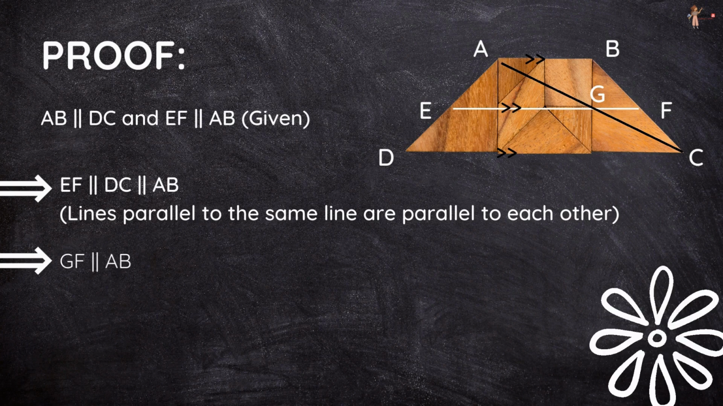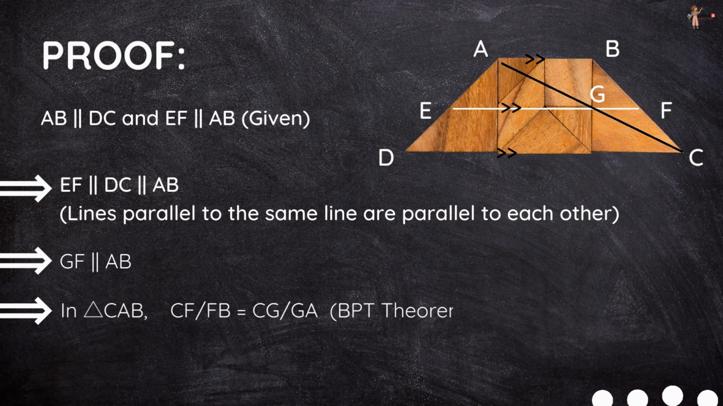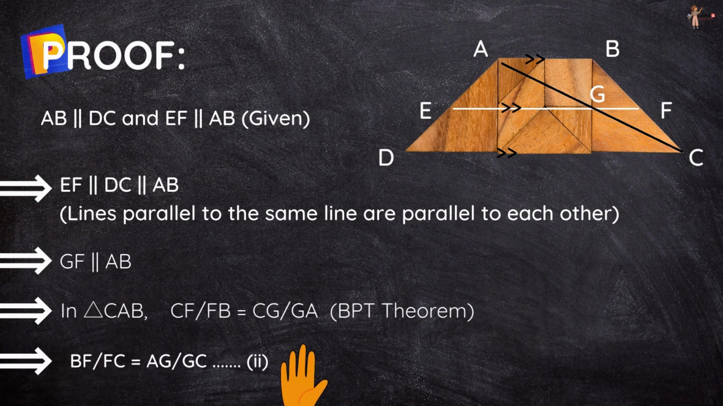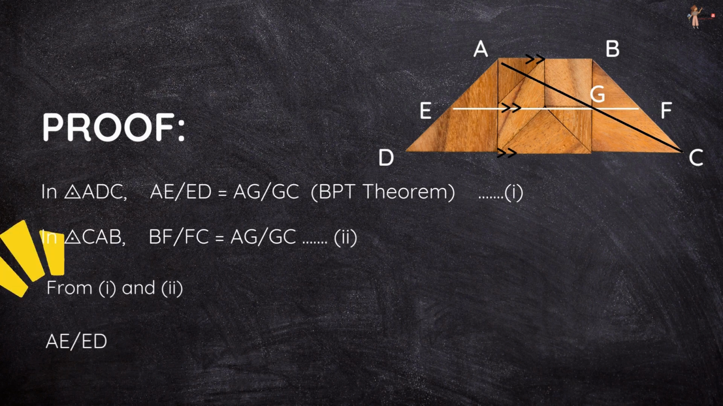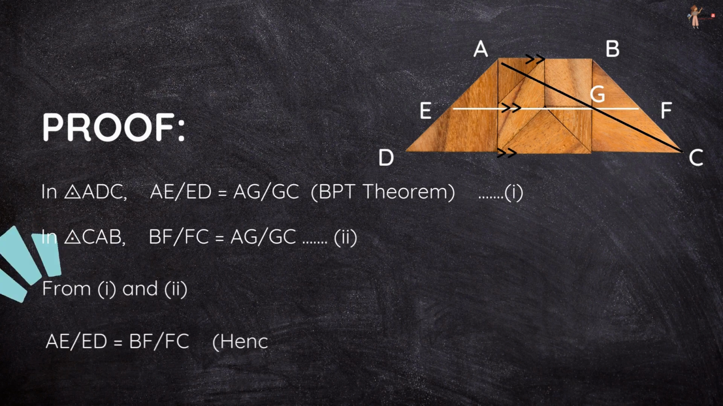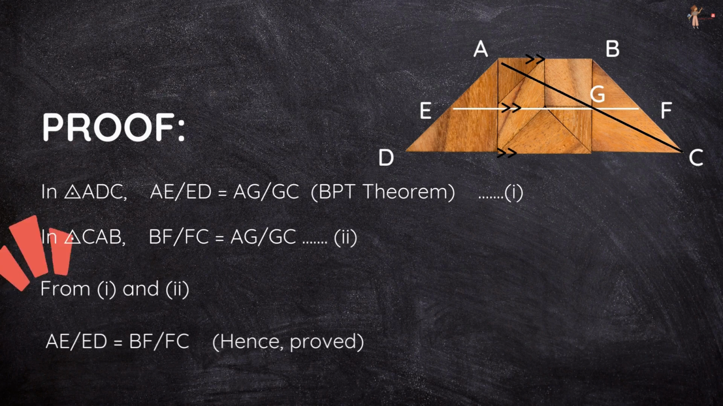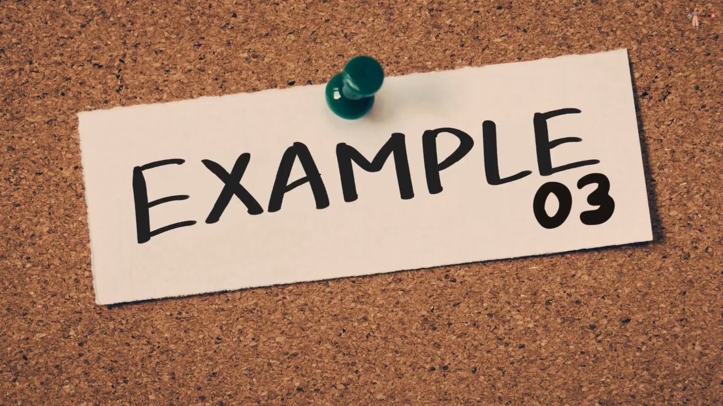Now GF would also be parallel to AB, which would imply that in triangle CAB, CF upon FB is equal to CG upon GA. So this implies that BF upon FC is equal to AG upon GC. From equation 1 and 2, we get AE upon ED is equal to BF upon FC, and this is what we wanted to prove. Moving on to the next one.